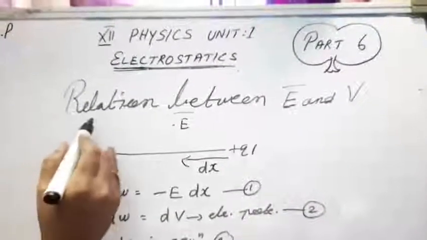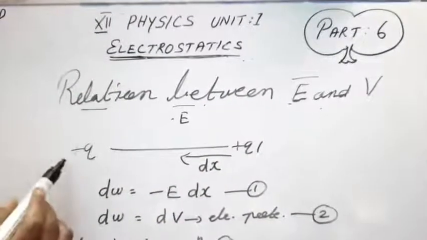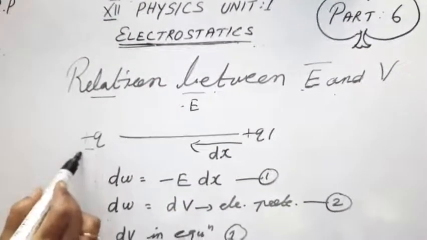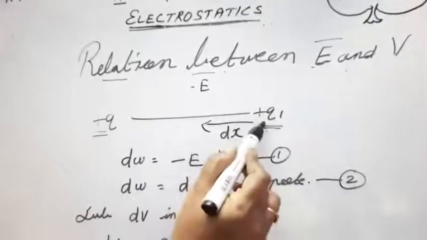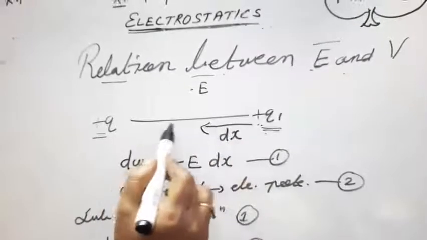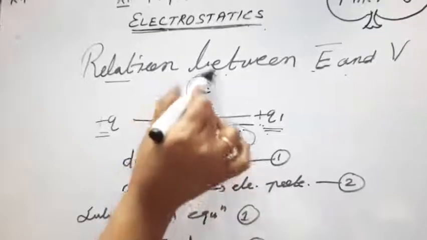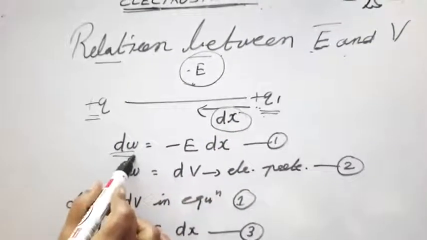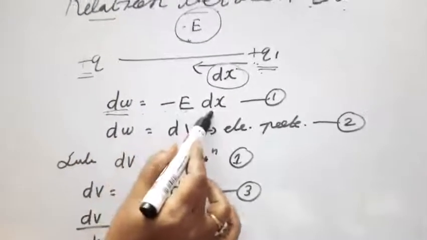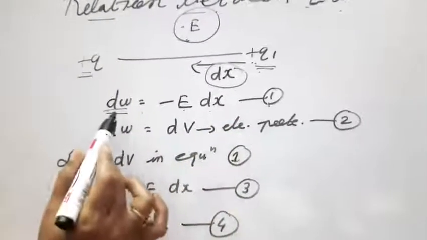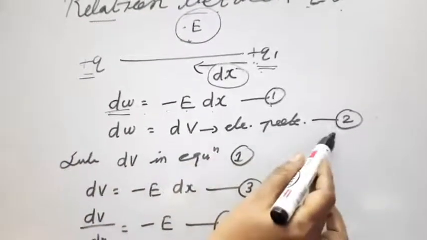Our next topic is the relation between electric field and electric potential, that is E and V. Now we take a plus Q, and another point Q1. From Q1 the charge is brought to Q at a distance dx. Therefore work is done against the electric field E. Therefore dW equal to minus E into dx, first equation. And this work done dW equal to dV, the electric potential, second equation.